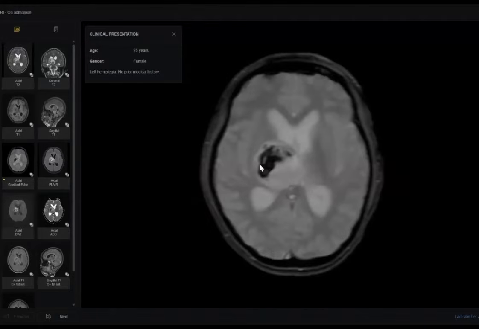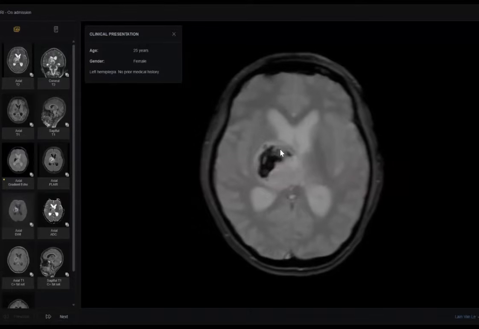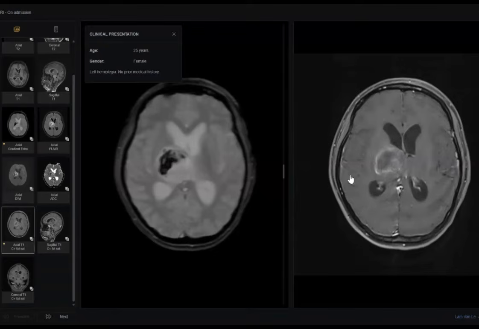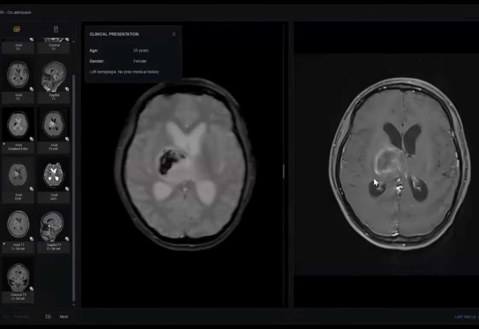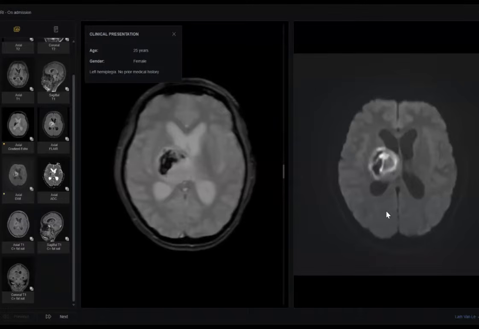See here, this is the gradient. So this is the hematoma, or the hemorrhage. I will help you more. Look here. What do you see here in post contrast? Ring-like enhancement, yes, surrounding the hematoma. Even this hyperdensity is almost surrounding the hematoma. Is it clear for you? Yes.